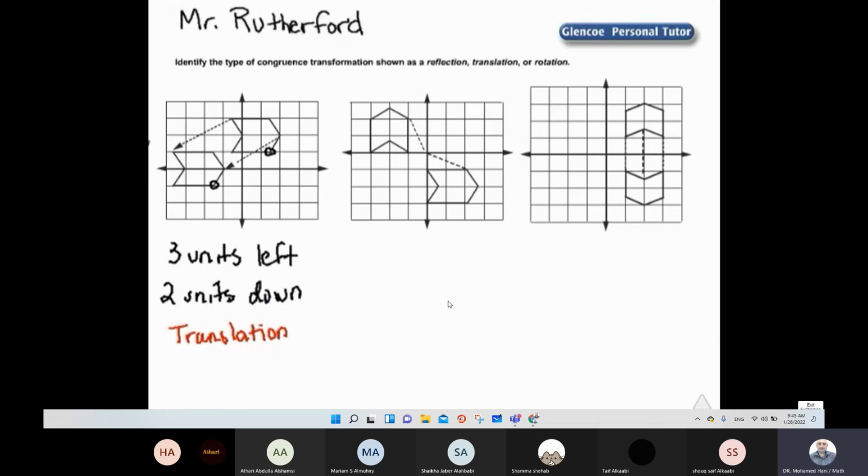Now let's look at the second figure. Notice here that each vertex and its image are the same distance from the origin. So we'll compare this vertex and this as well. They're the same distance from the origin, and we can also say that the angles formed by each pair of corresponding points and the origin are congruent as well. Notice that these angles here, when connected with the origin, are congruent. So because of this, we're going to say that this is a rotation.